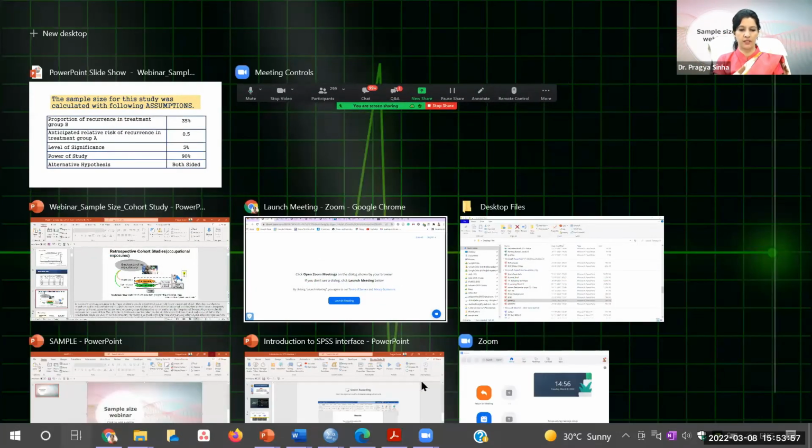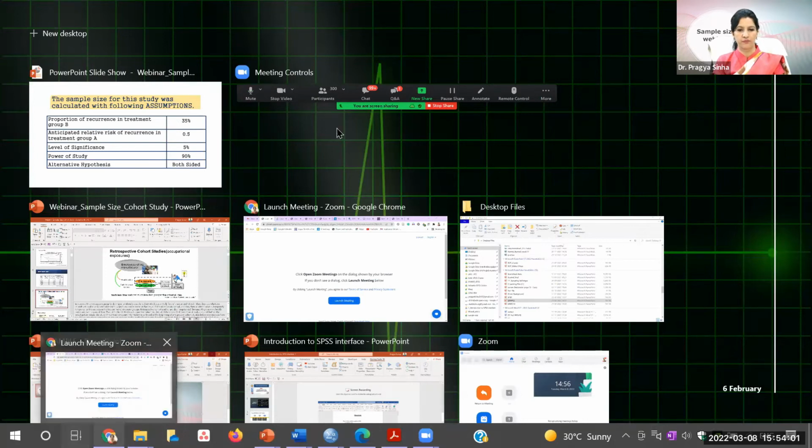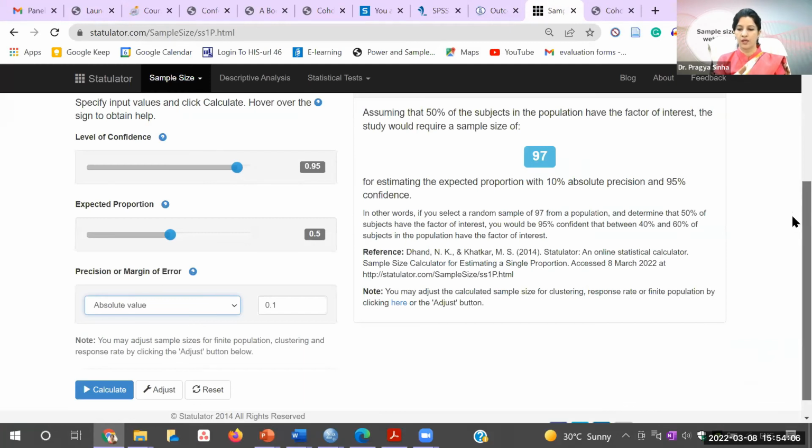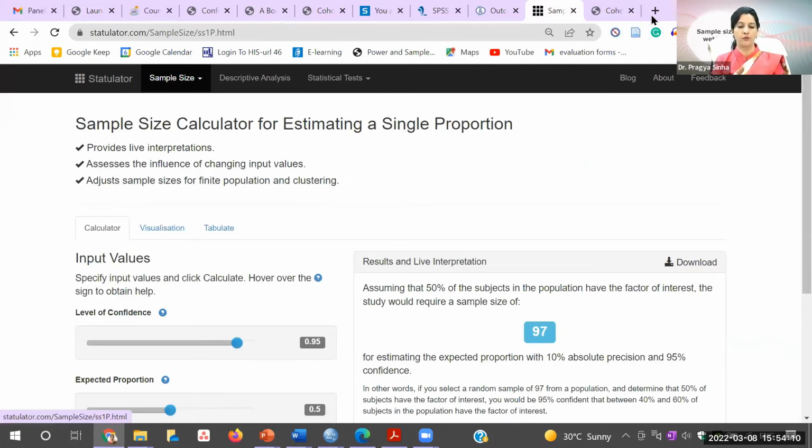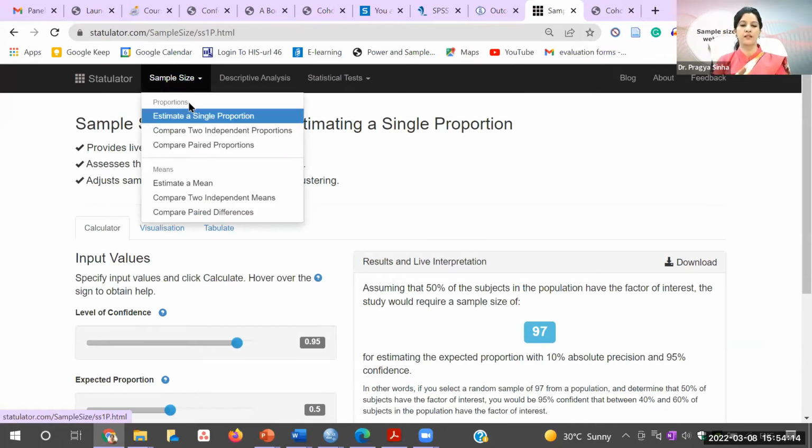So we'll go to the Statulator. This was the interface, just to revise for all of you who could not attend the first and second sessions. If you use this drop down menu, there is a classification of proportion and mean. The proportion is for estimating a single proportion, comparing 2 independent proportions, or comparing paired proportions. This paired proportion we use in case of a paired sample. Then the mean is for the estimation of a mean, and then you can compare 2 independent means to calculate the sample size, and you can also compare paired differences. So this is the interface.